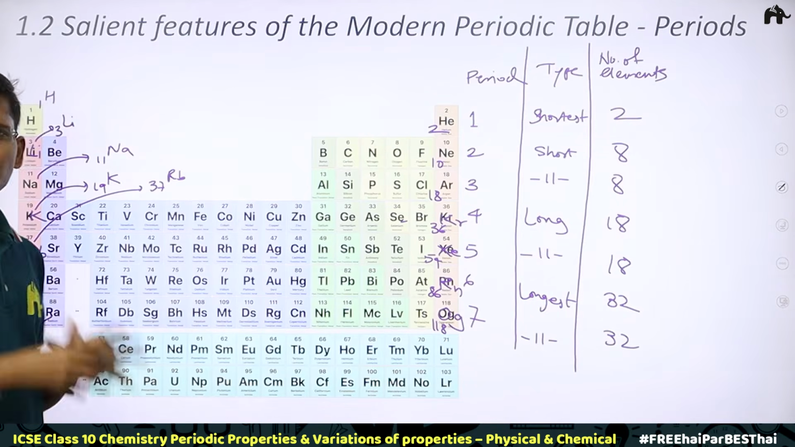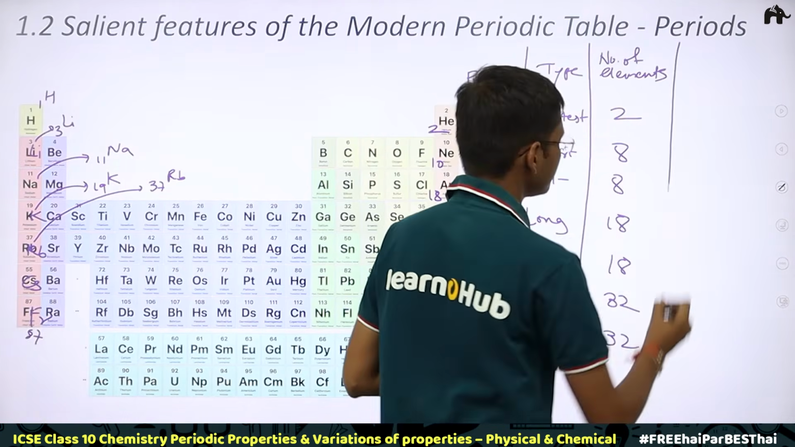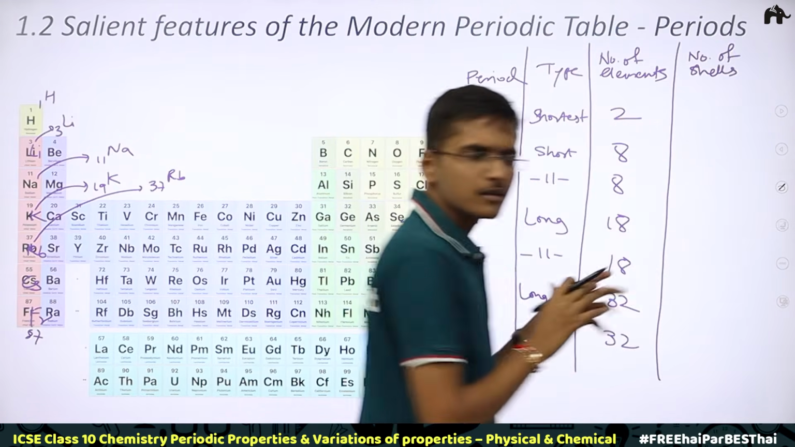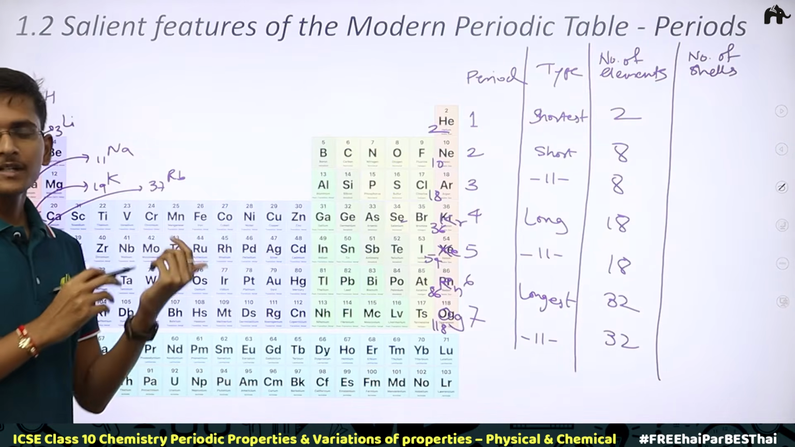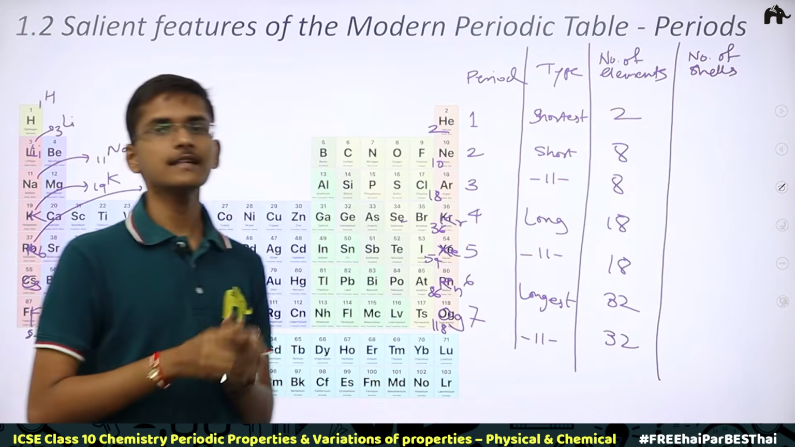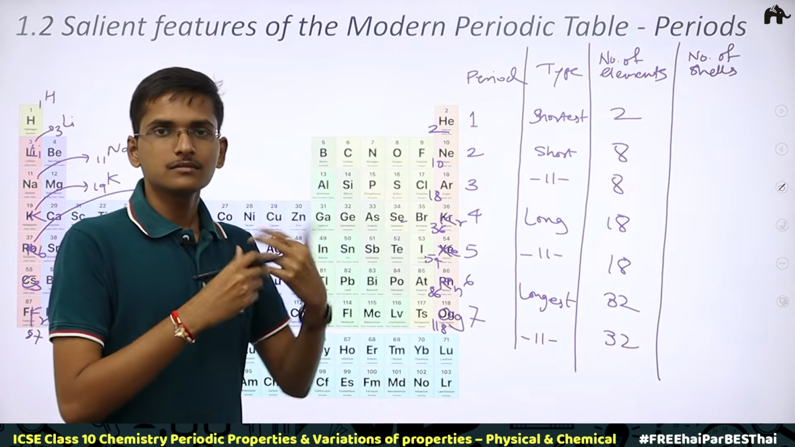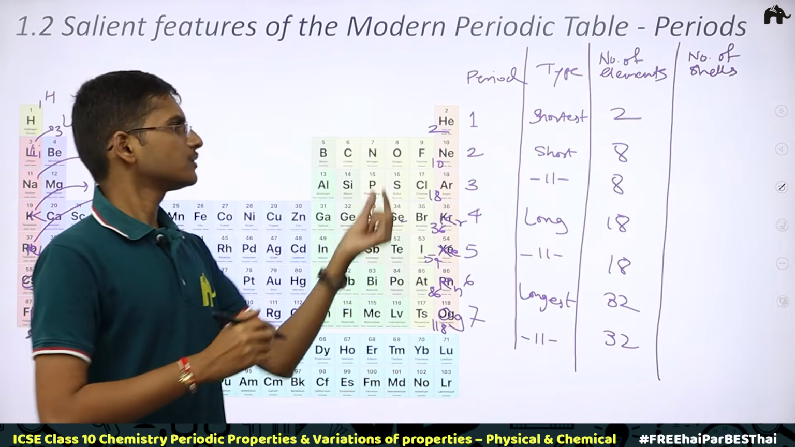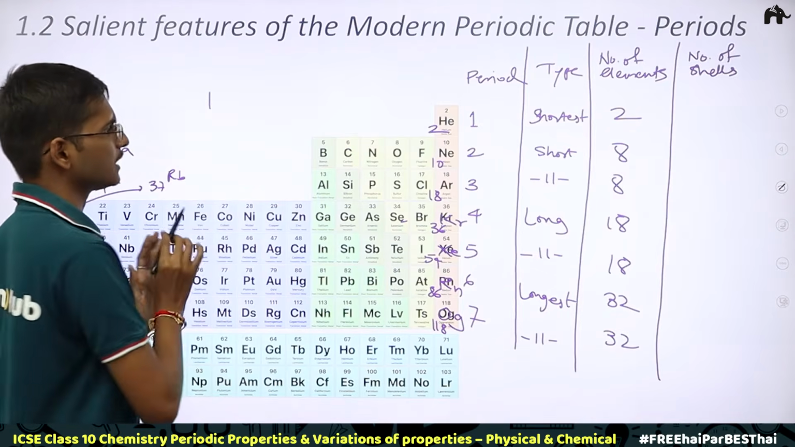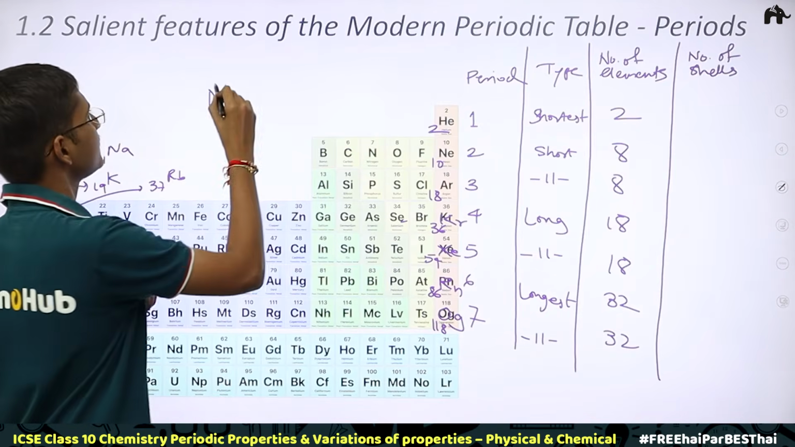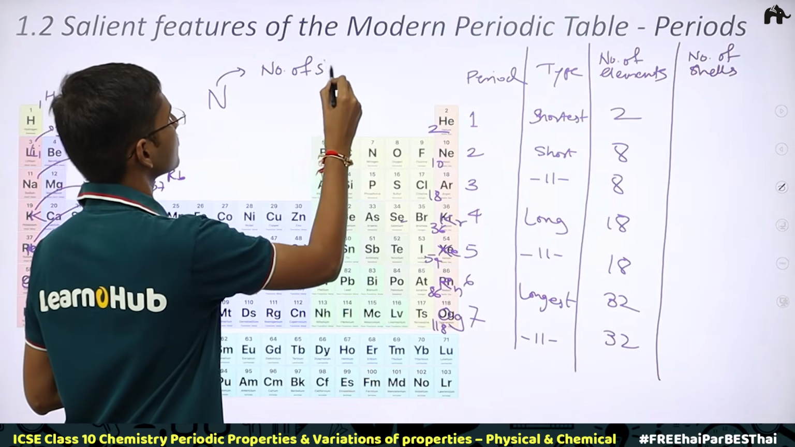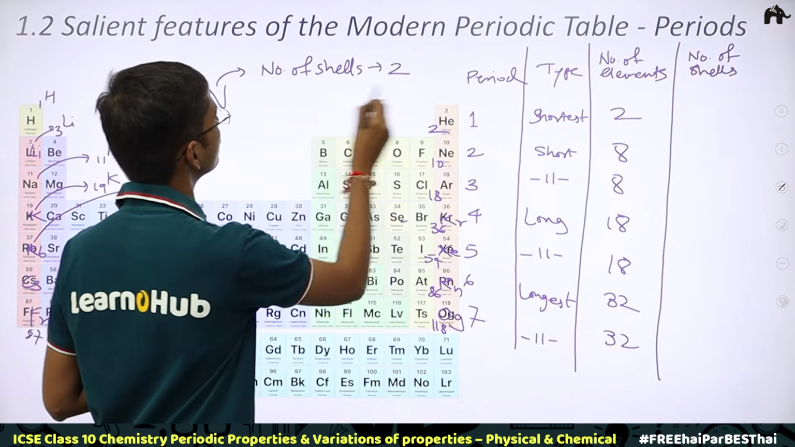Okay, now one more very important thing: the number of shells. It's simply this: if an element is present in a particular period, suppose period number 2, then it has exactly the same number of shells. Means the period number is equal to the number of shells. We will understand this by example. Suppose nitrogen. It is placed in period number 2, we know that. So the number of shells in nitrogen would be 2.